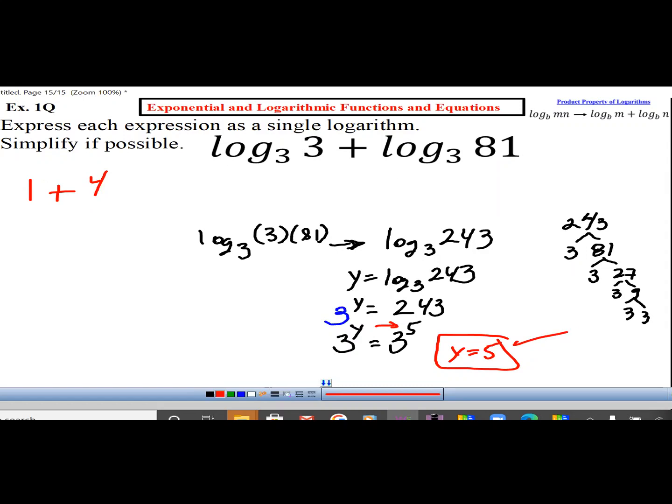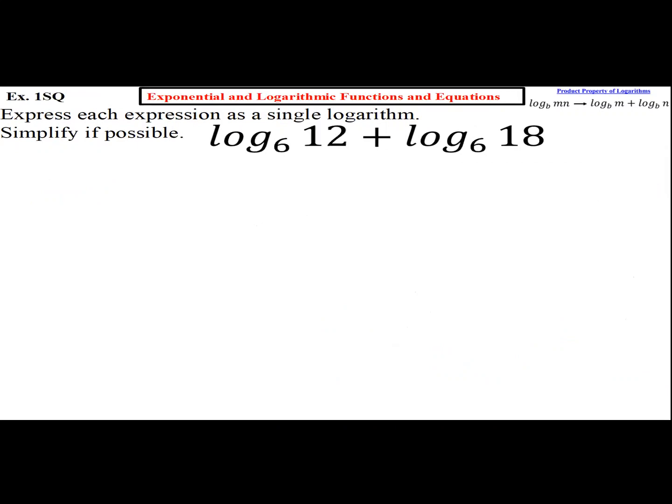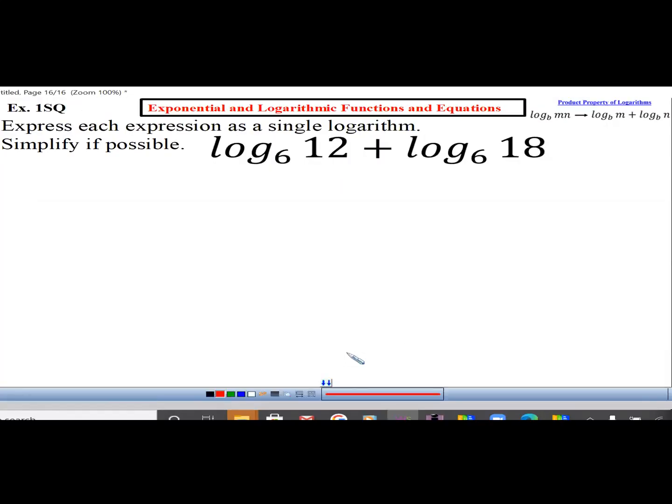Oh, let's do another one. Copy this one. See if you can do this one on your own. There it is. Log base 6 of 12 plus log base 6 of 18. Copy that and go. I'll give you some time for that. Ready, go. All right. Let's see. What'd you get for this one? Y equals what? What do you think, Mia? What'd you get? 3. Let's go. That is correct.